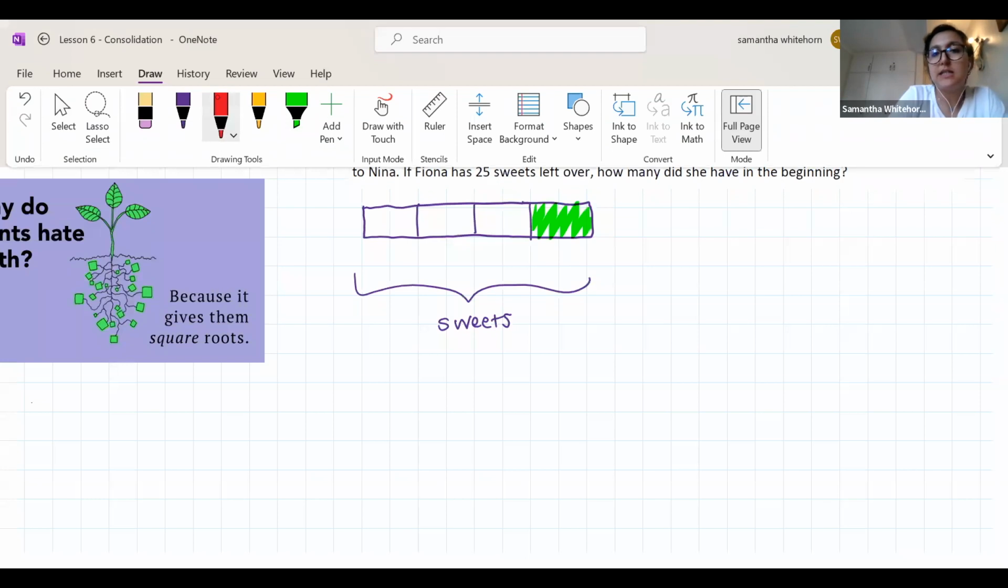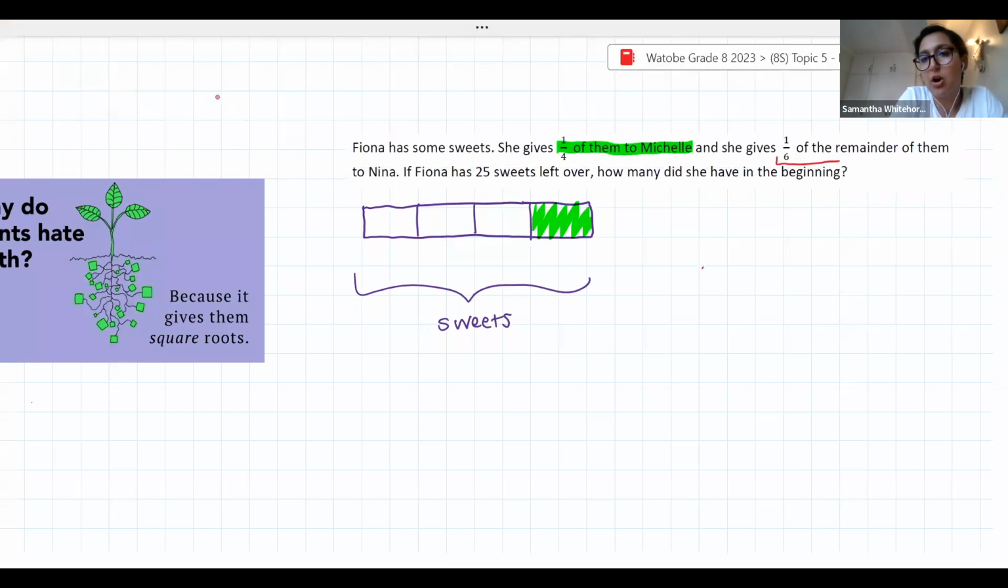Now we actually need to understand what that's saying. It says a 6th of the remainder. So my remainder is these 3 out of 4 blocks. So I'm giving 1/6 to Nina. If I split these blocks up into 2 blocks, I now have 6 blocks, which means I can give 1 of my 6 blocks to Nina. But I should still split up this last block, even though I'm done with it, because I've split up the rest.